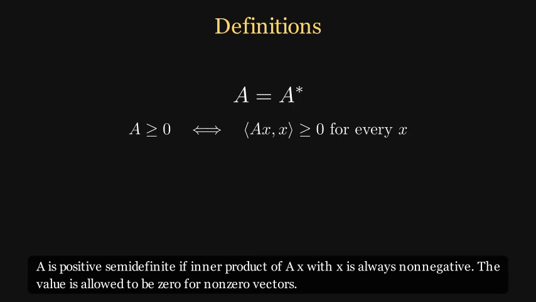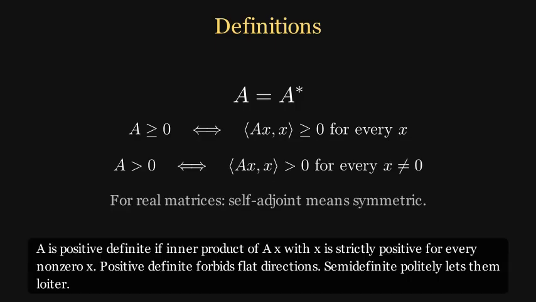A is positive semi-definite if the inner product of AX with X is always non-negative. The value is allowed to be 0 for non-zero vectors. A is positive definite if the inner product of AX with X is strictly positive for every non-zero X. Positive definite forbids flat directions. Semi-definite politely lets them loiter.